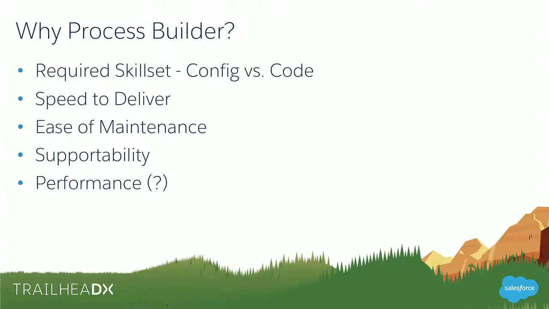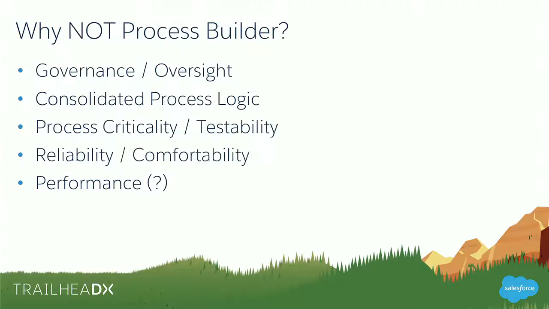Supportability, likewise, right? This, again, loops back a little bit to skill set required. And then performance, with a question mark, right? It depends what you're doing. And again, a lot of the concepts that we're going to talk about today relate back to complexity when it comes to how to make good choices.